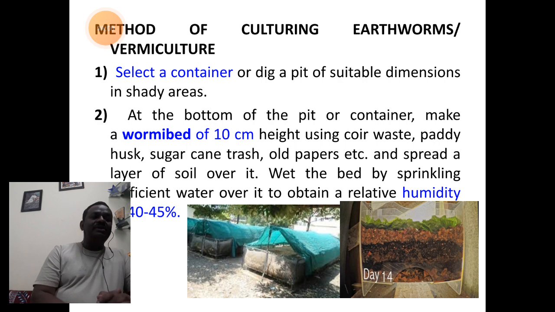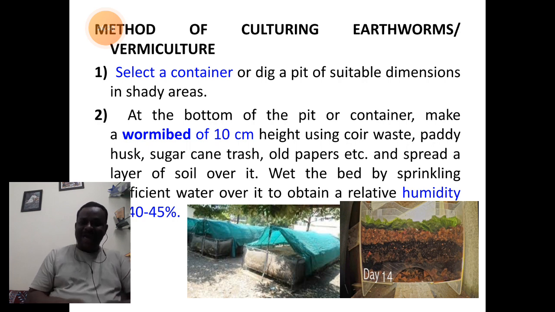As we have understood in the previous slide, containers should have 1 meter length, 1 meter breadth, and 0.3 meters depth. These containers are placed in suitable shaded areas. So shadow areas are selected, and under the shadow these containers are placed. That was Step 1. Step 2 is preparation of the vermi bed for the earthworms.